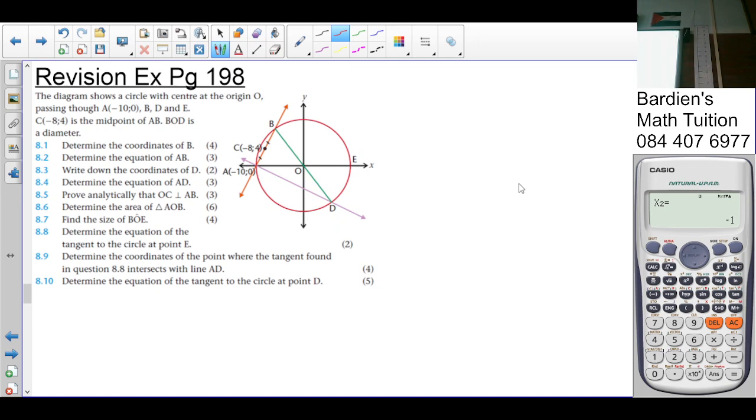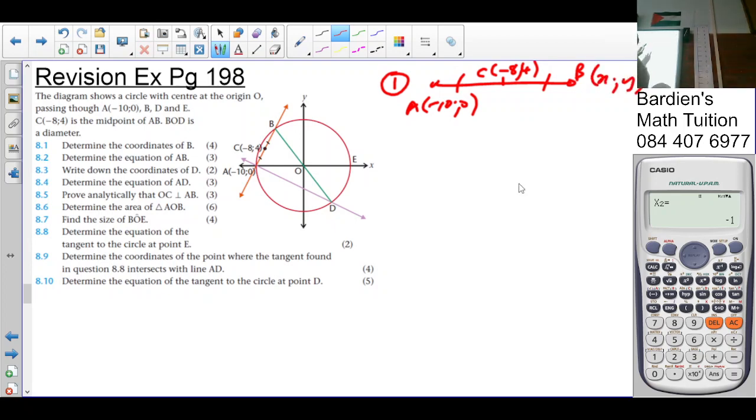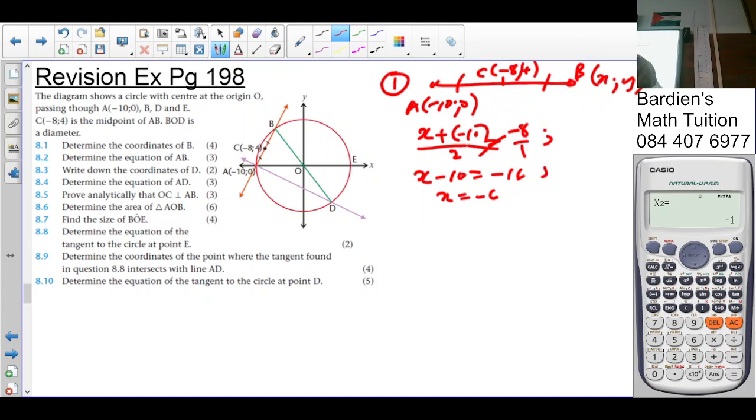Now if you're looking at the coordinates of B, we have something like this here, where B is at the end, we have C, which is (-8, 4), and we have A, which is (-10, 0). Alright, so let's make B (x, y). Remember, it's now an end point here. So (x plus negative 10) over 2 must be equal to negative 8. That's over 1, we cross multiply. So x minus 10 is equal to negative 16. x is negative 6.